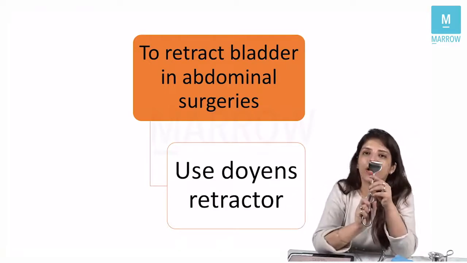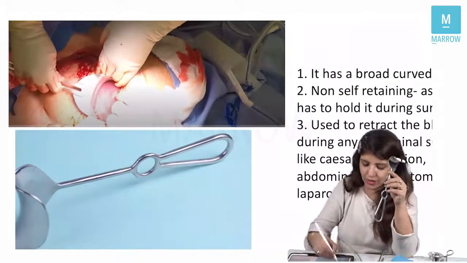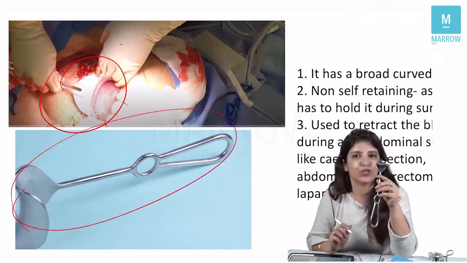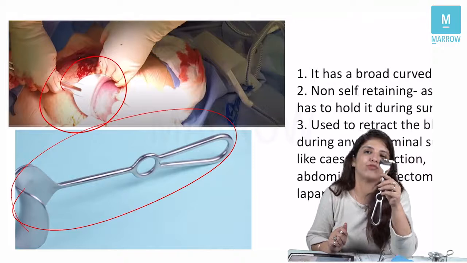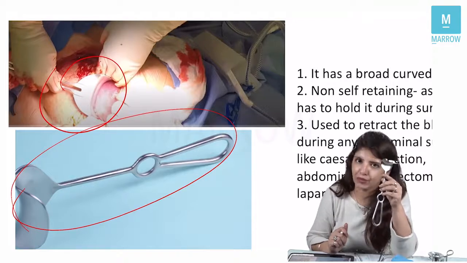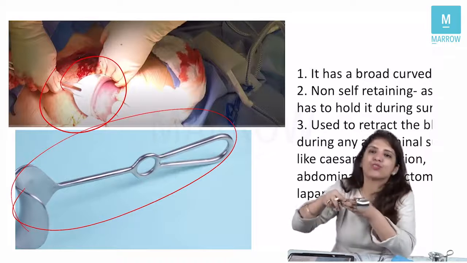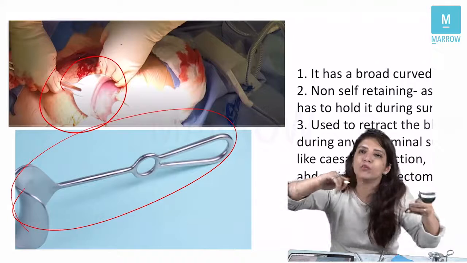This is a Doyen's retractor. So you can see a Doyen's retractor being used here in this image, right? And this over here is Doyen's retractor. Doyen's retractor is a non-self-retaining retractor, right? Now, in abdominal surgeries, I don't just have to retract the bladder. I also have to retract the abdominal walls.